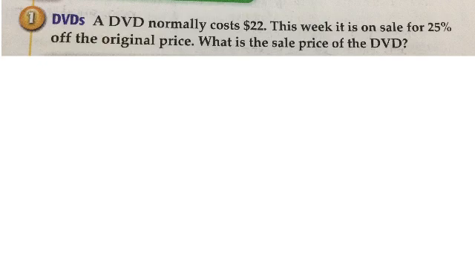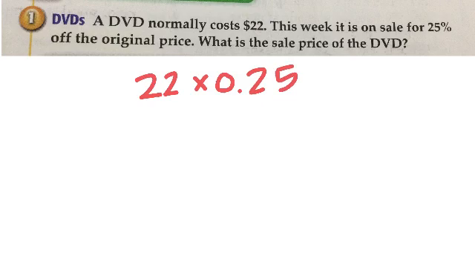Okay, so what do we need to do? Well, since we're getting 25% off, we need to figure out what is 25% of 22. So we're going to do 22 times 0.25. And if we want to make it look like money, we would put 2 decimal places.